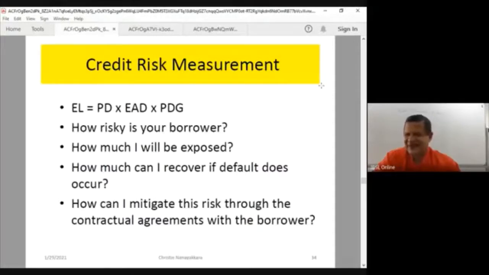So what we are trying to achieve here is how much risk is your customer, how much you will be exposed, how much can I recover if default occurs, how can I mitigate this risk through contractual agreements. Contractual agreements here are to take a security, to do a covenant, or take an offer letter signed at a very high interest rate. So I'll explain this in a while. How do you calculate?